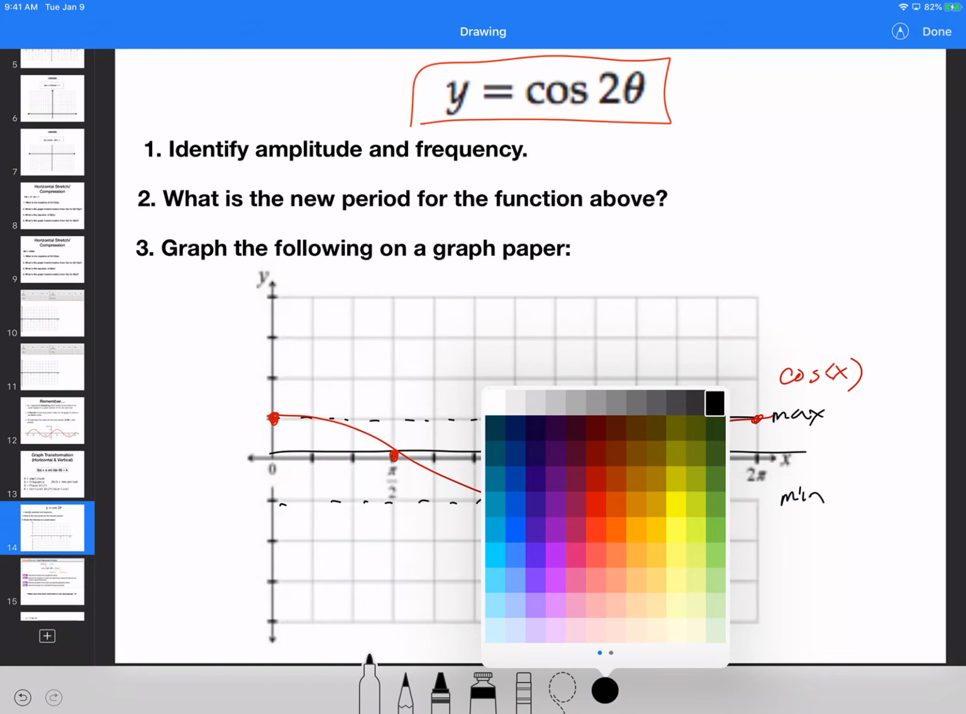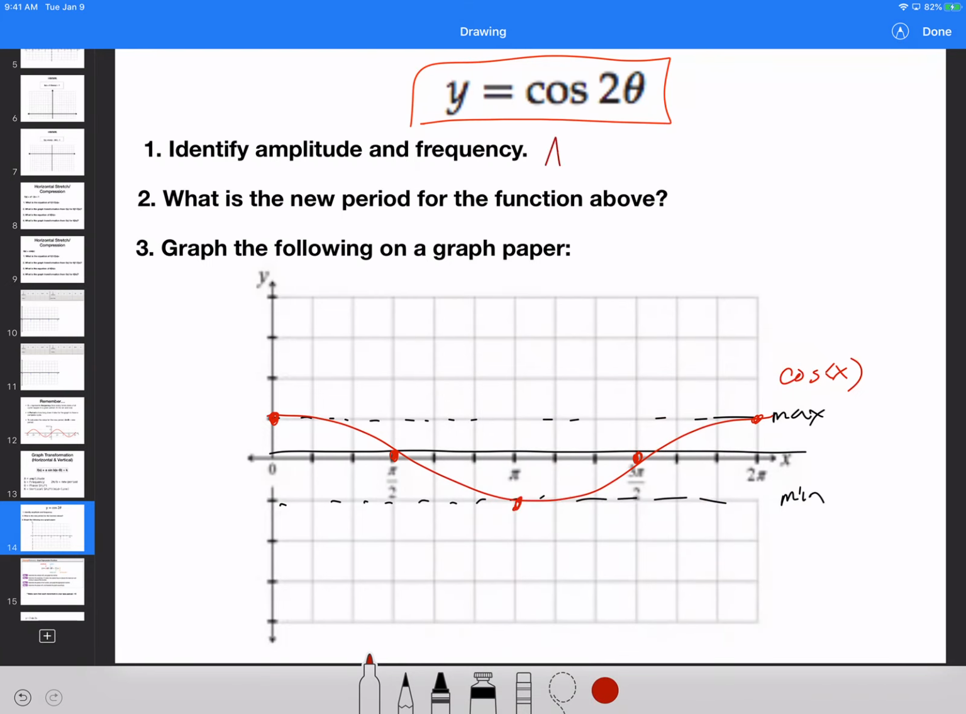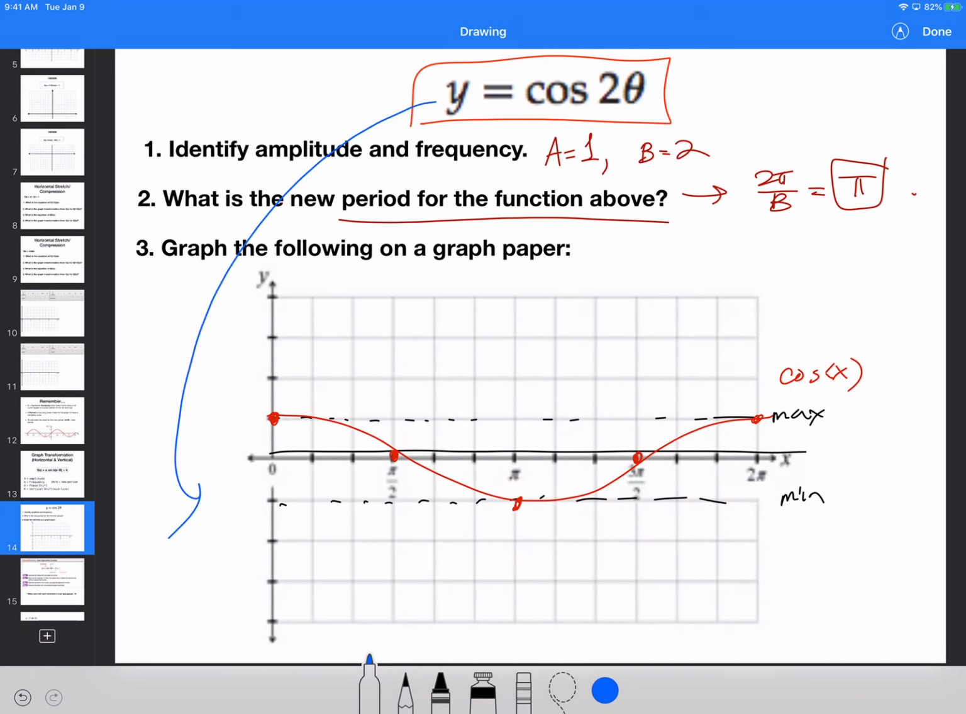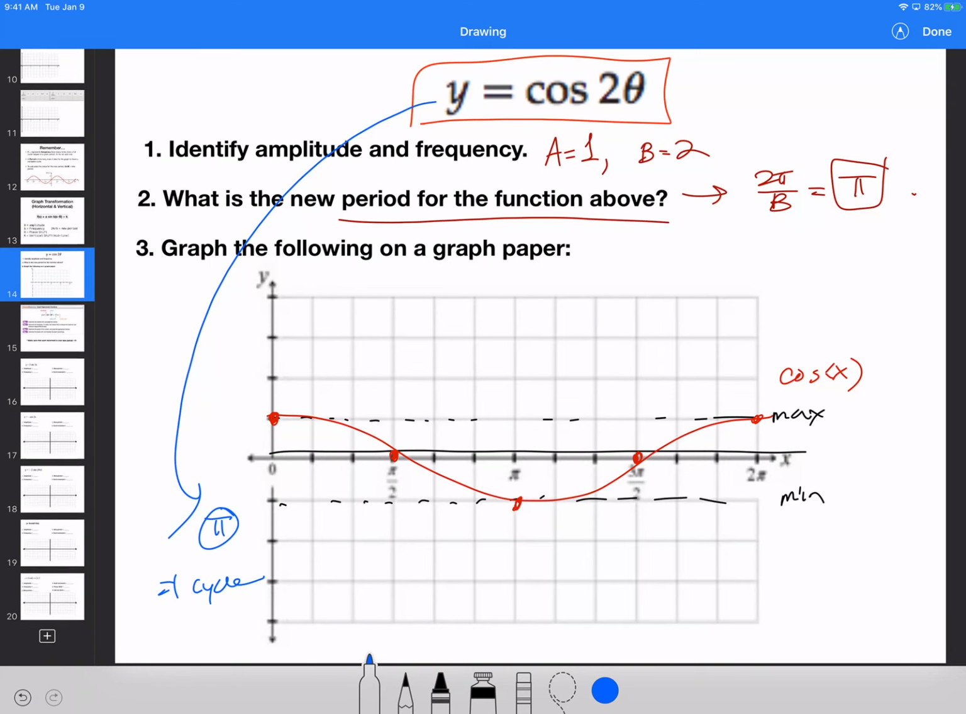If I ask you to write down what the amplitude is and the frequency, well, the amplitude here is 1, and the frequency here is 2. What is the new period for the value above? Well, that's 2 pi over b, which means it's going to happen every pi. Okay, so here's how it's going to work. To graph y equals cosine of 2 theta, I'm going to use blue. So to graph this, for every single pi frame, I have to complete one cycle.